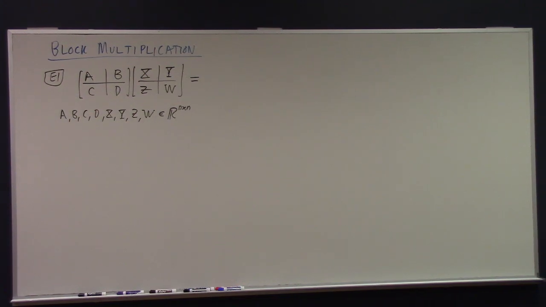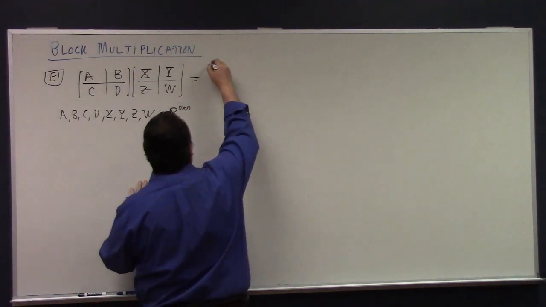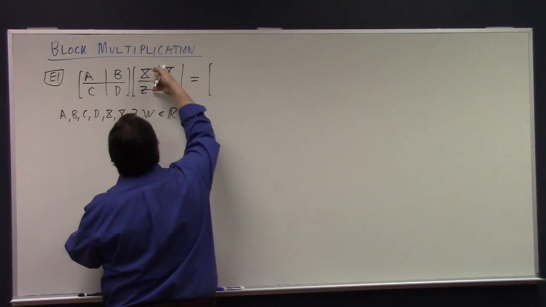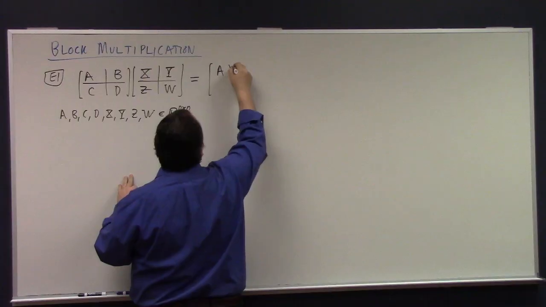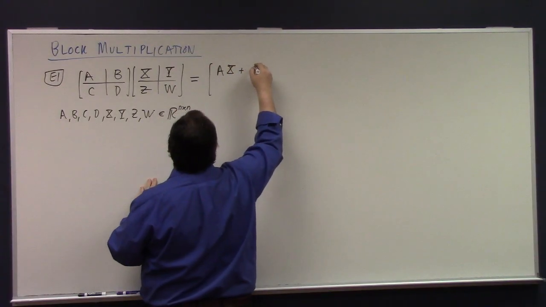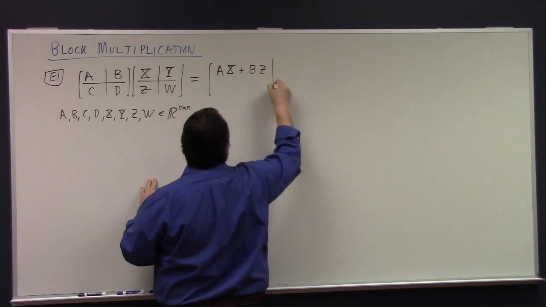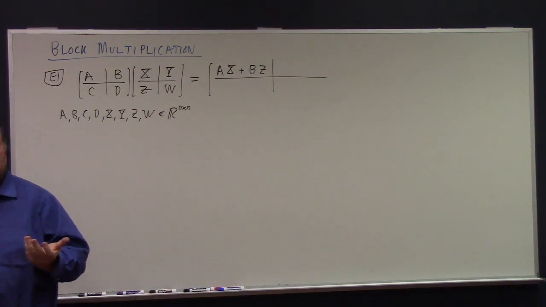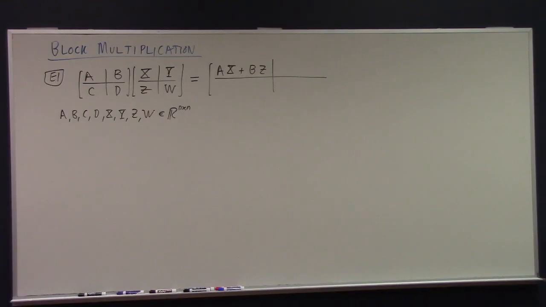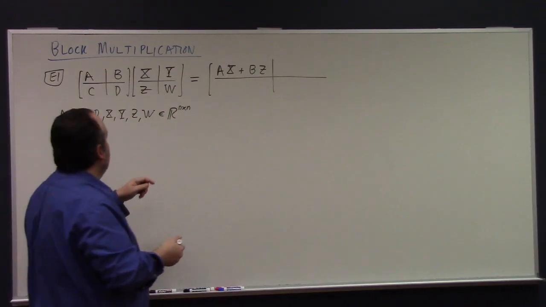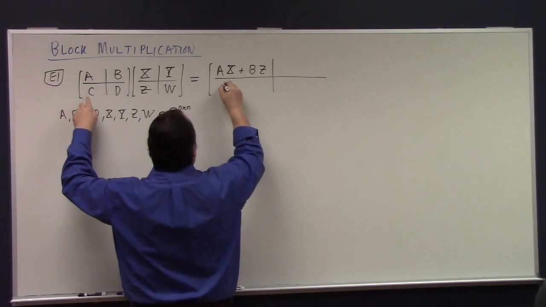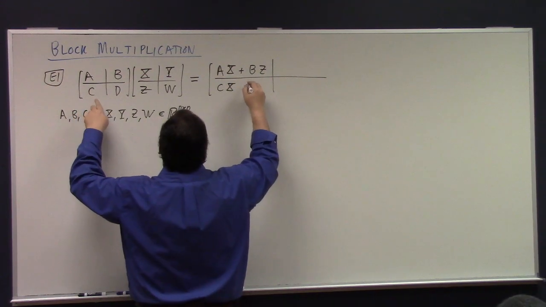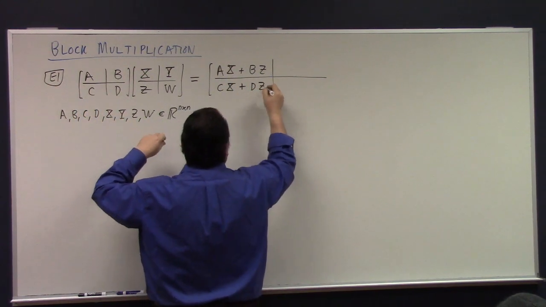But you have to maintain the order. We know how to multiply matrices, right? So we've got A times X plus B times Z. It's important that the A goes first, and it's important that the B goes first because they're in the left matrix. Matrix multiplication doesn't commute, as we learned, so it matters which order things are in. That's the proper order. Down here, I've got CX plus DZ.